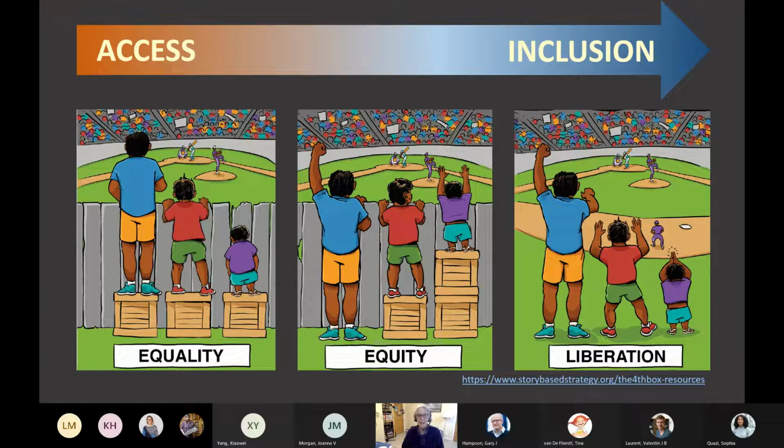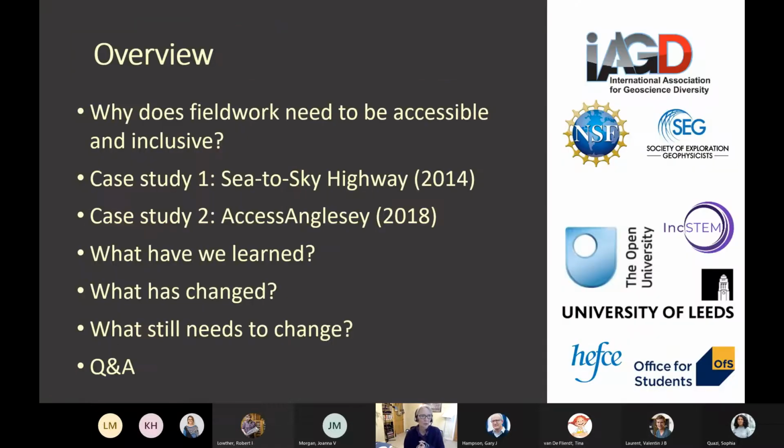So a key point here is that if you design something inclusively, it should always be accessible for all of your participants. But if you retrofit it to be accessible, it's not necessarily going to be inclusive. But of course, when we're dealing with fieldwork, it's a little bit more complex than boxes and fences, as we'll find out.